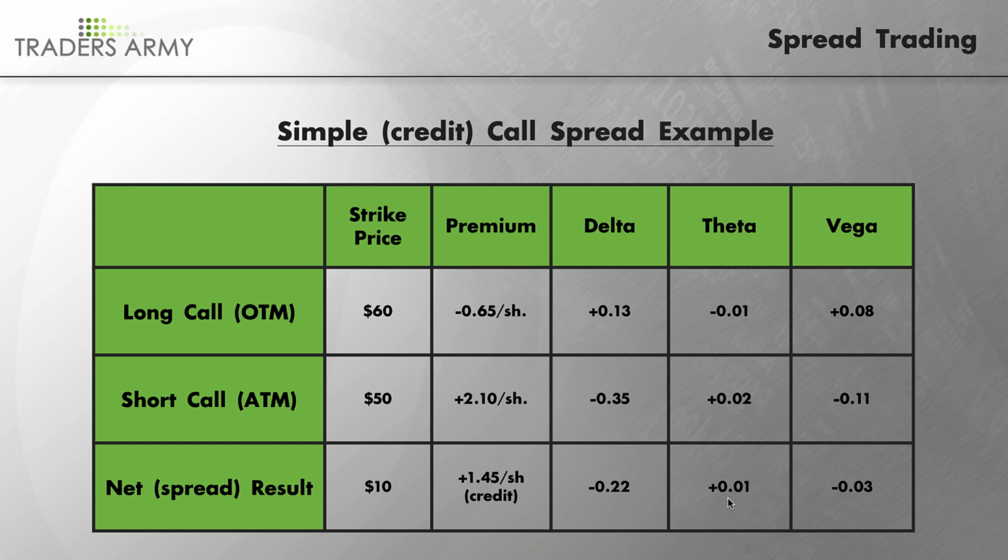Time decay is again one of those things that can be almost completely negated when dealing with spread trades, while, by the way, maintaining a delta position, which means that you still desire and require, in this case, the stock to go down to make money. Okay, so with that being said, this is looking at the net spread result using simple call option examples.